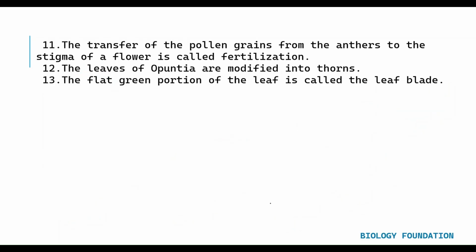Right? Next. The transfer of pollen grains from anther to the stigma of a flower is called pollination. So the statement is false. What is fertilization? Fusion of male and female gamete. The leaves of opuntia are modified into thorns. False. They are modified into spines. Thorns are modifications of stem.